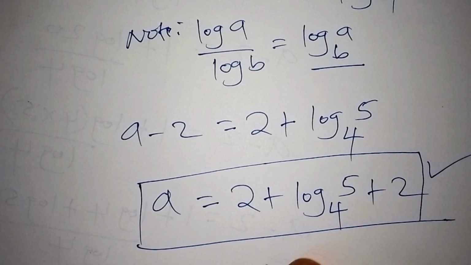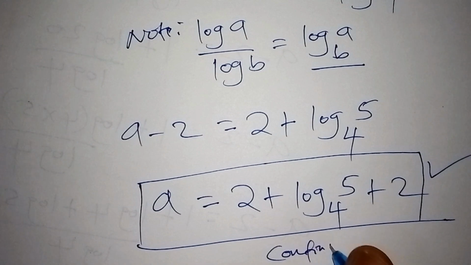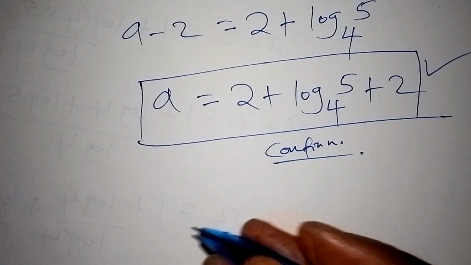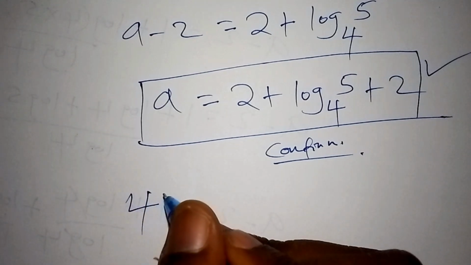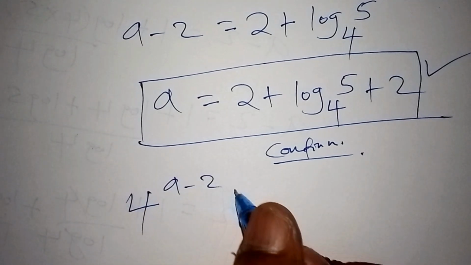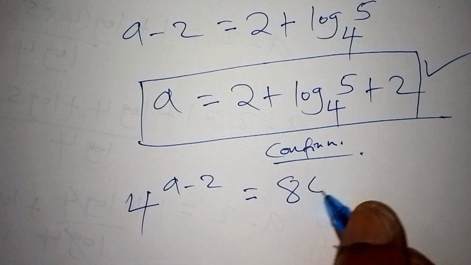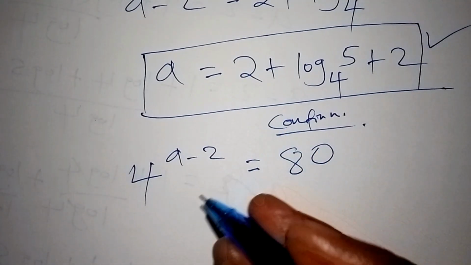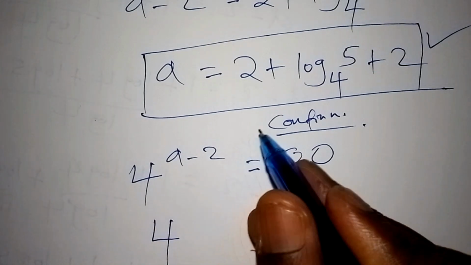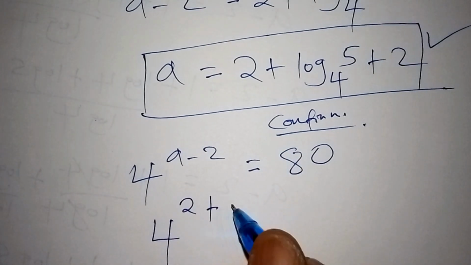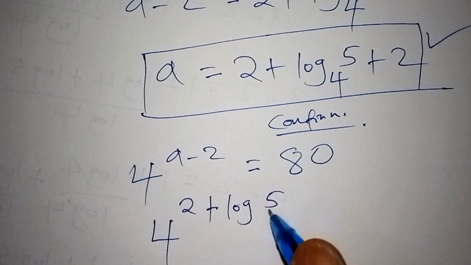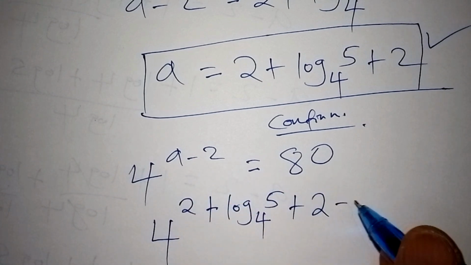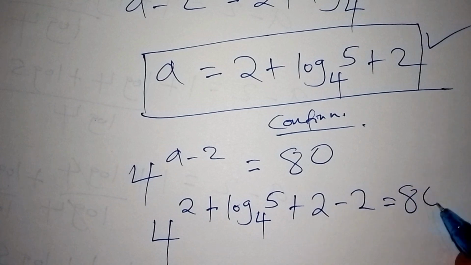So we can confirm or check it within the shortest time possible. So we have 4 to the power of a minus 2 is equal to 80. So this one was what we had. So where there is a, we write 2 plus the log of 5 to the base of 4 plus 2. So don't forget again, the minus 2 is equal to 80.